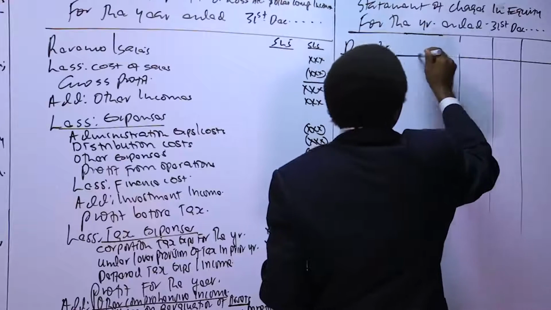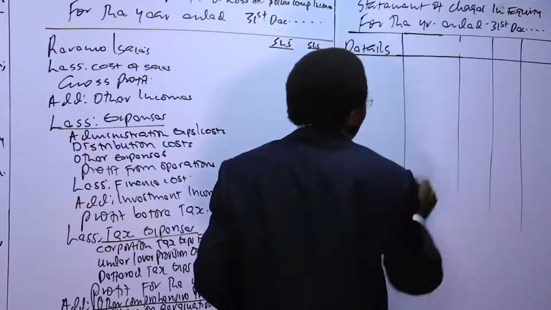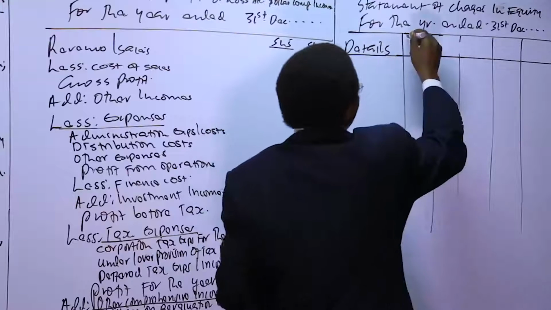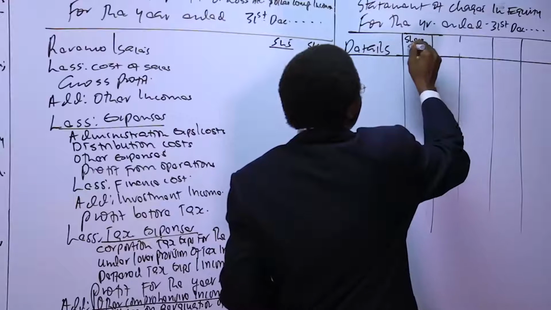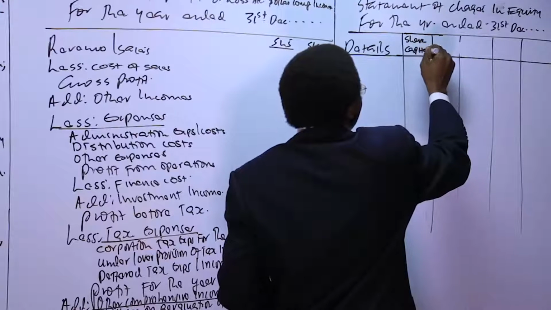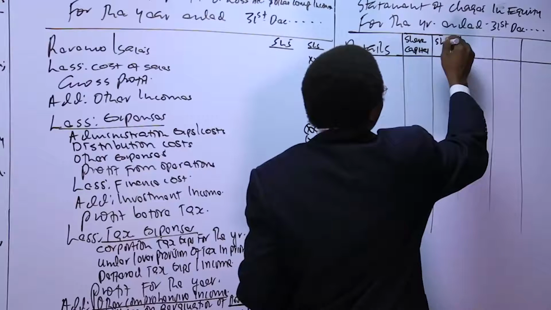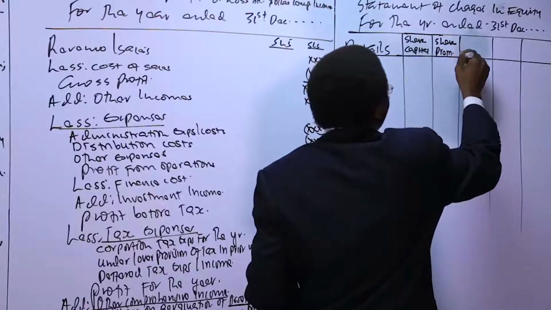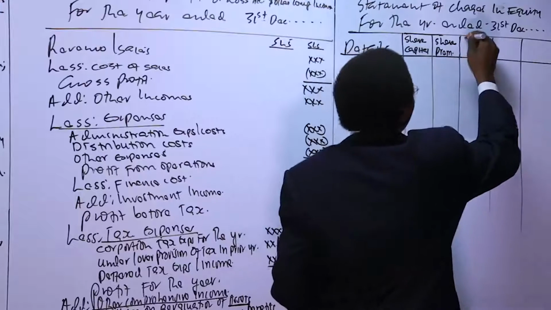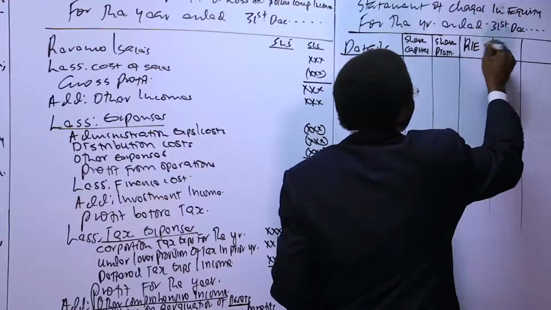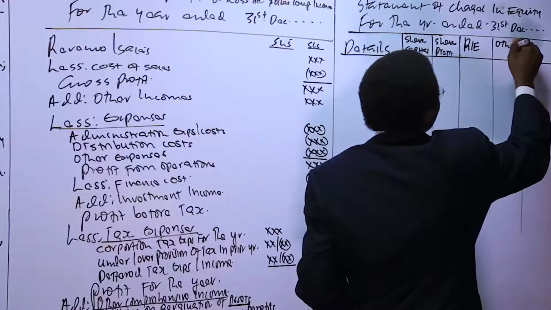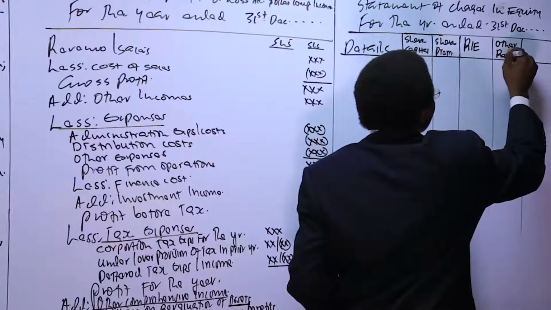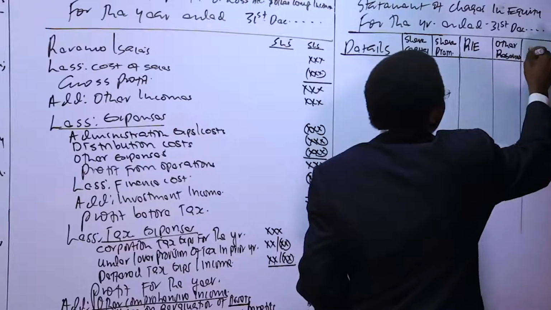Come and say, this is share capital. Then we have share premium. Remember, share premium is a reserve. Then we have retained earnings. Then we have other reserves. Then we have total.